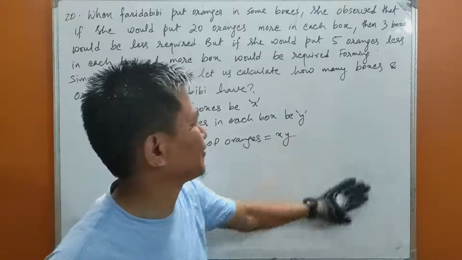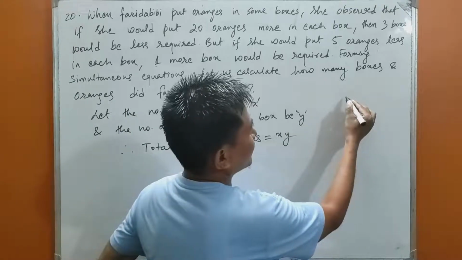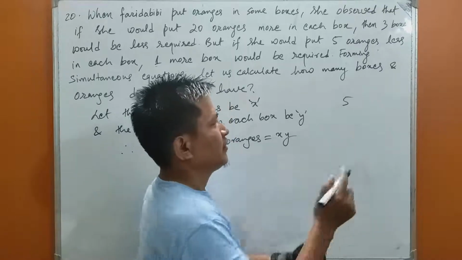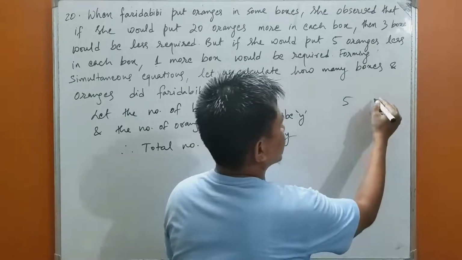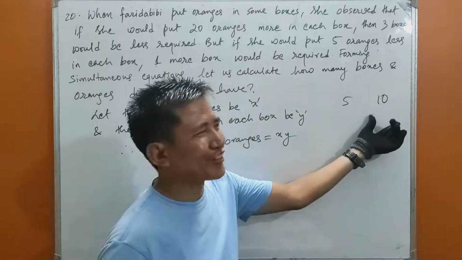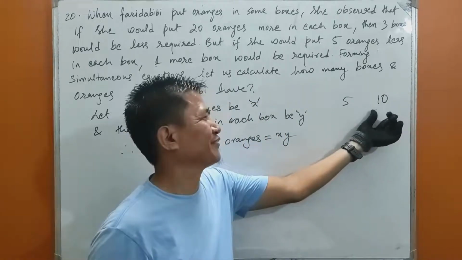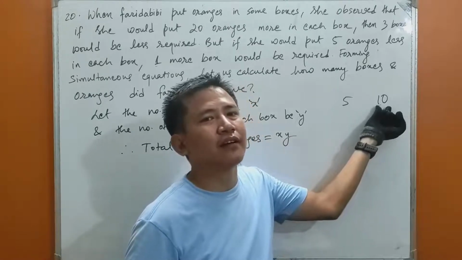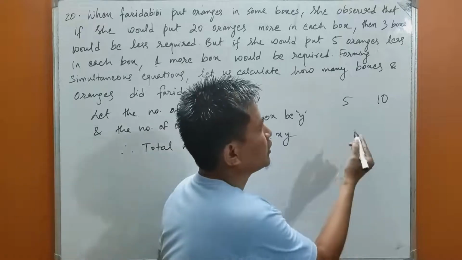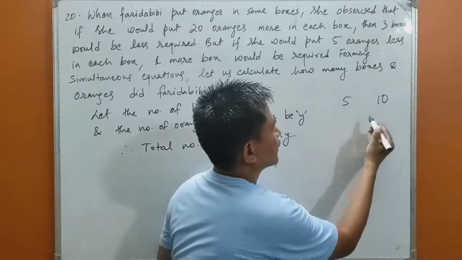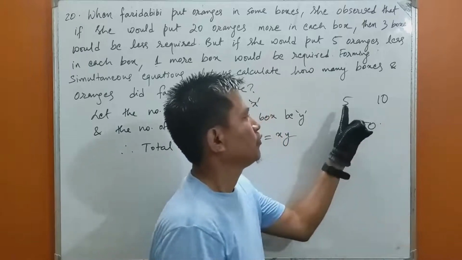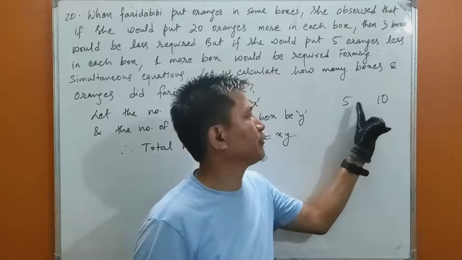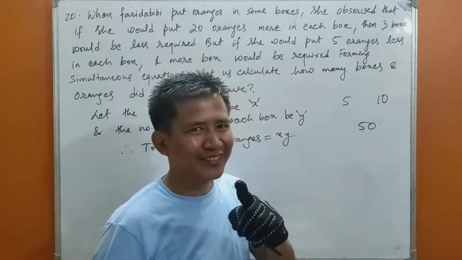I don't think so. Let me explain this. Suppose I have 5 boxes, and in each box there are 10 oranges. Then how many oranges altogether do I have? 5 into 10 is 50 oranges, isn't it? We multiply the number of boxes with the number of oranges in each box. 5 into 10 is 50. Are you getting me? Yes.